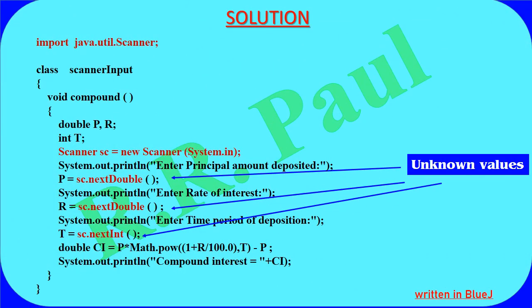Check the solution of the problem. We have the import statement, import java.util.Scanner, so that the Scanner class can be imported in a program. Then we have double type P, R, and int type T variable to store the time. Scanner class object sc is created, and the same object is used to call the functions nextDouble and nextInt. Then use these values P, R, T in the formula, compute compound interest, and display the answer.